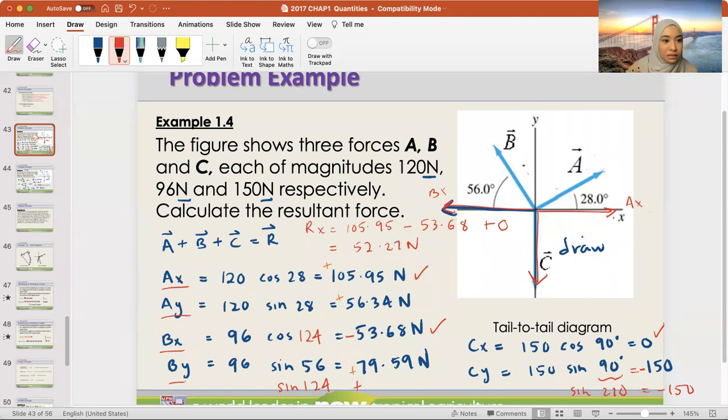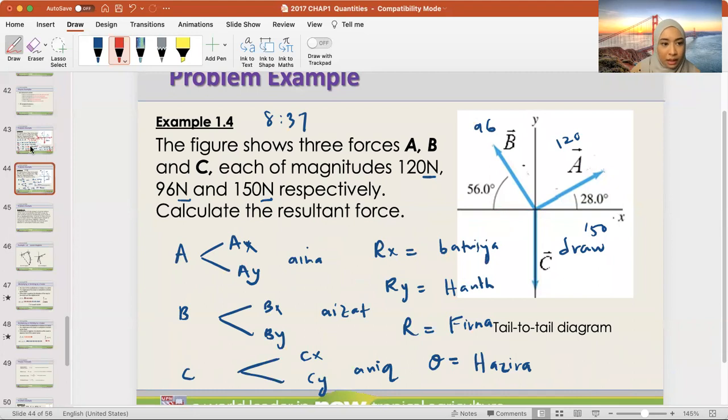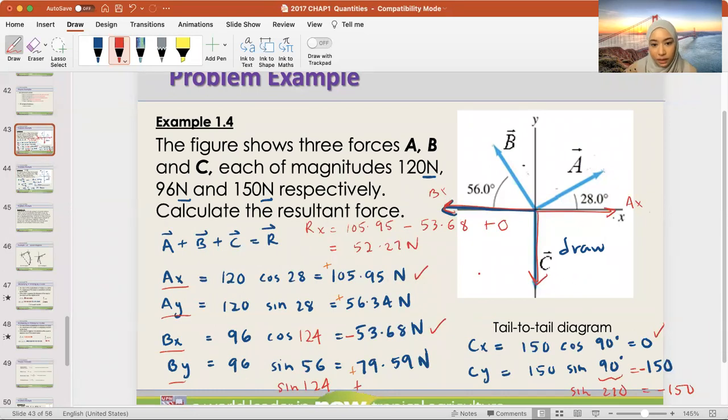So next one is Ry. Haris. Okay, Ry Haris. I add 56.34 plus 79.59 and minus 150. The answer is I will get negative 14.047. Okay, negative 14.07. Okay. Yes. Okay, thank you. I hope this is calculated correctly using your calculator because I'm not checking. Next one, R.